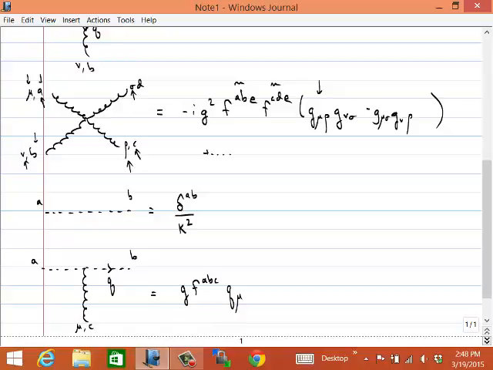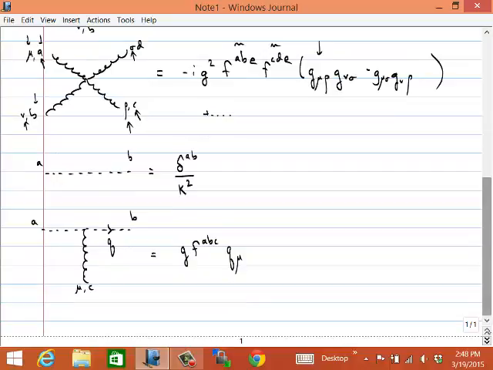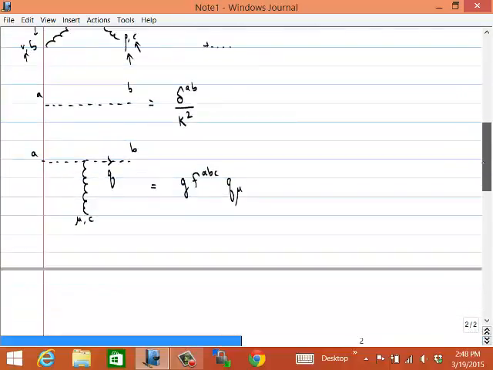Good. One of the things to keep in mind is that these scalars are anti-commuting, so every time you do a loop of a ghost scalar, you have a minus sign associated with that. And that's very important. That's crucially important. And indeed, that is a vital ingredient in the computation of the beta function.